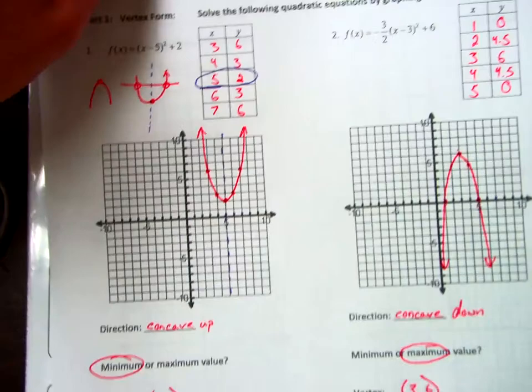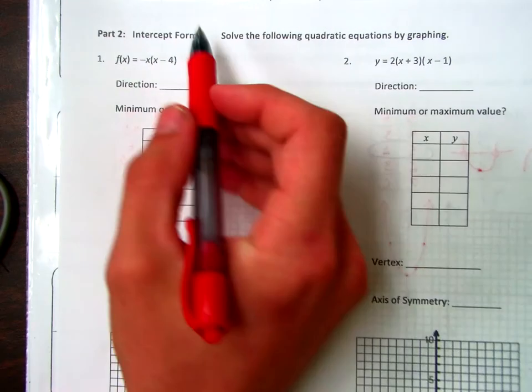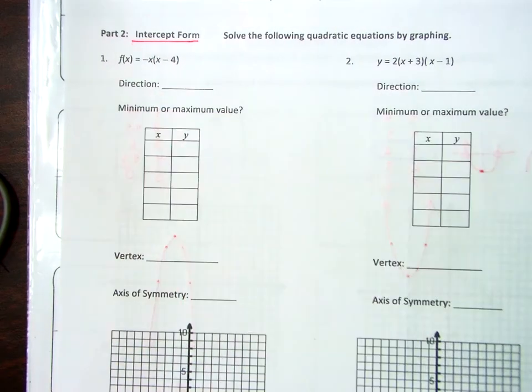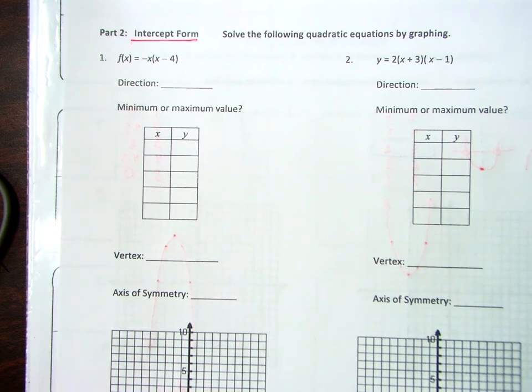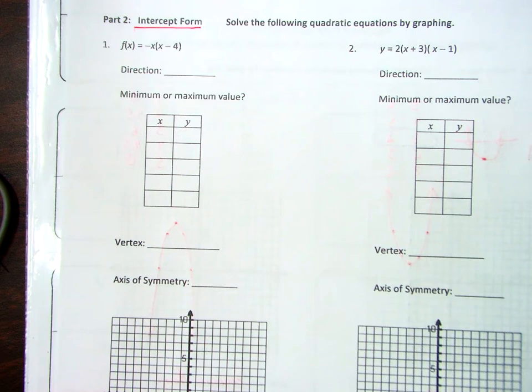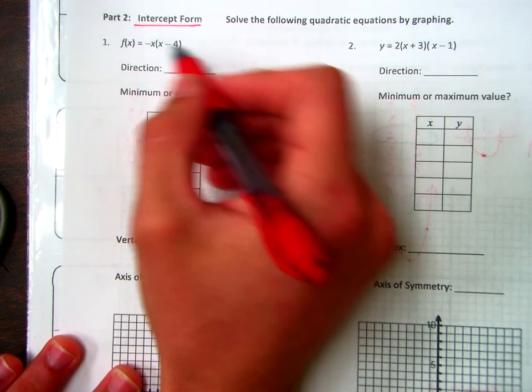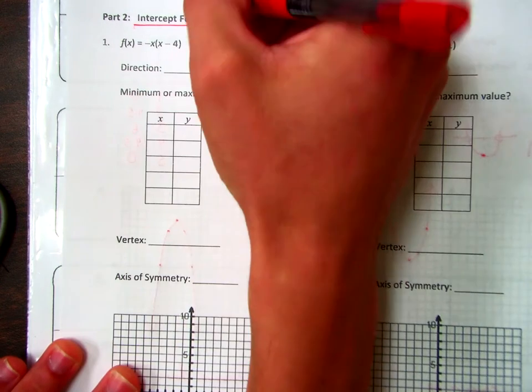That helped us get the vertex. Now we're going on to intercept form. So, of course, in the name, just like vertex form helped you find the vertex, intercept form is going to help you find the intercepts, or where the function actually crosses the x-axis: the roots, the zeros, the intercepts, the solutions, whatever you want to call it. So the way it does that is by setting this equal to 0.